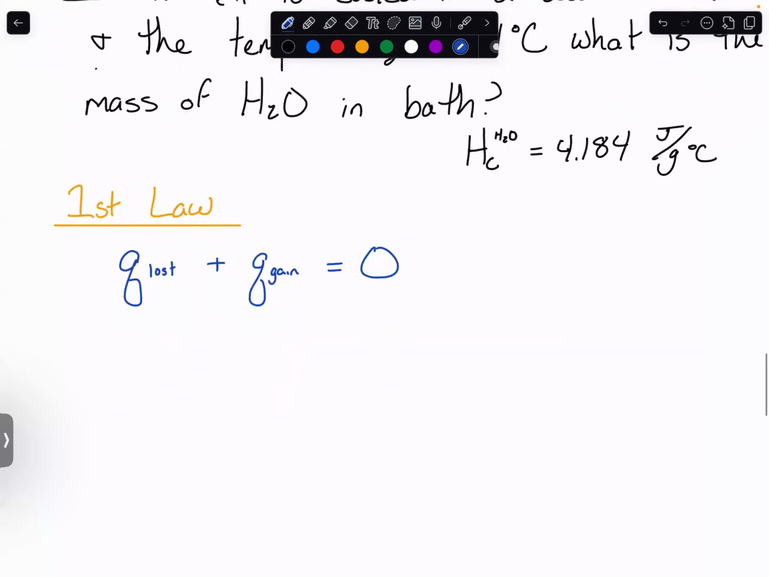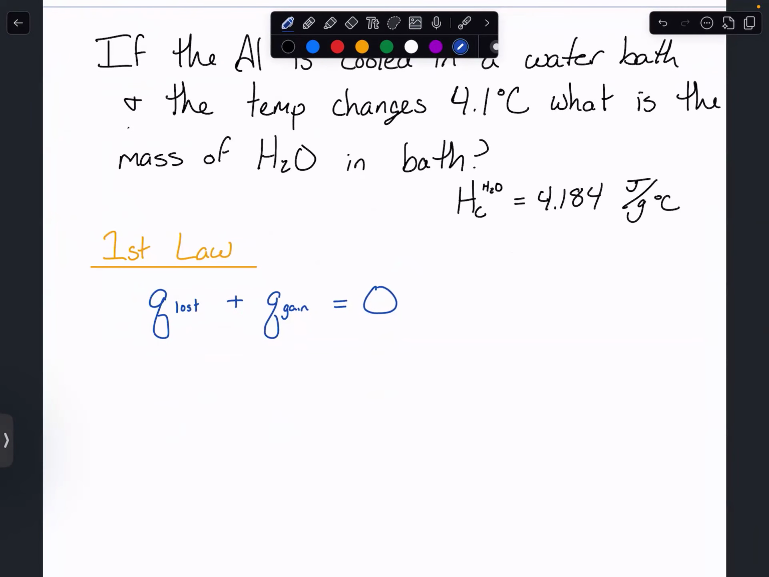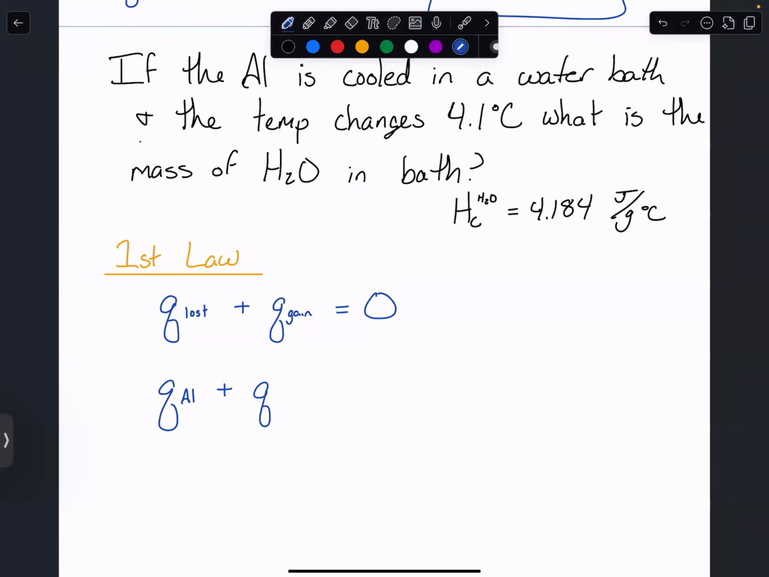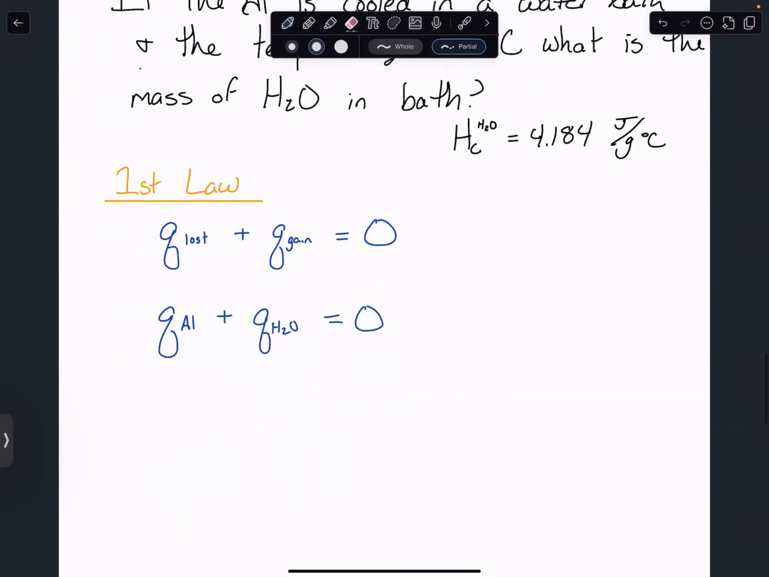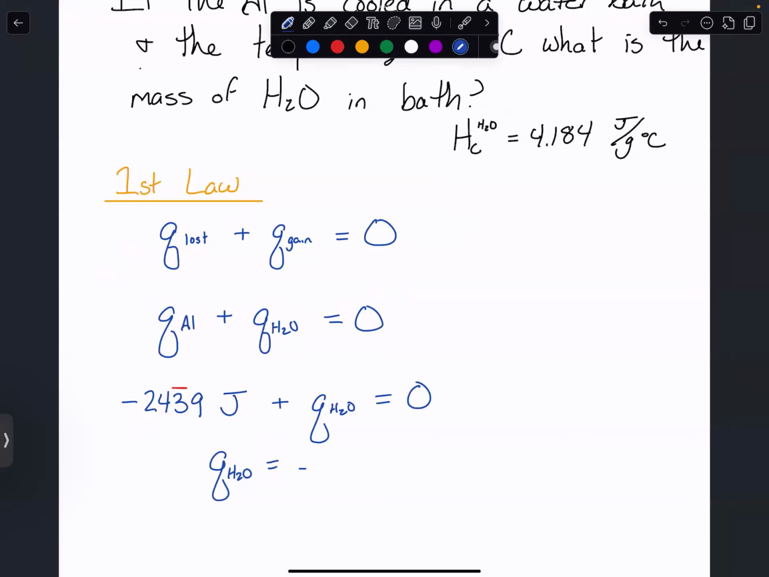All right, so in this case, what is it that was losing the heat? The aluminum. So that means the Q of my aluminum plus what was gaining that heat? The water. Q H2O equals 0. And I know my Q aluminum here is negative 2439 joules. So plus, what would give me 0? What must that Q of H2O be? Positive 243.9 joules.